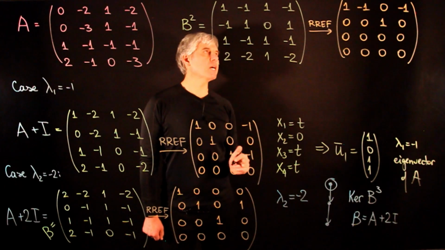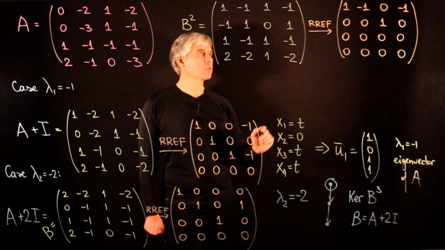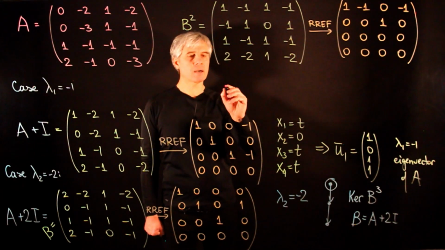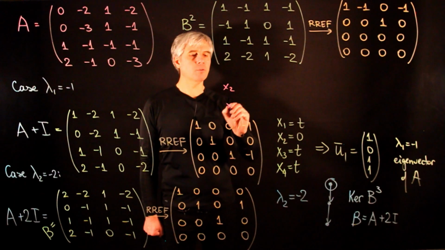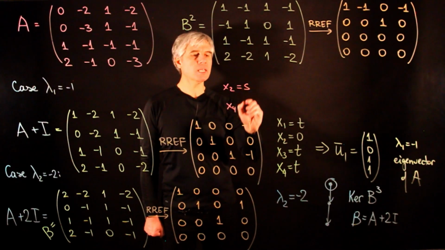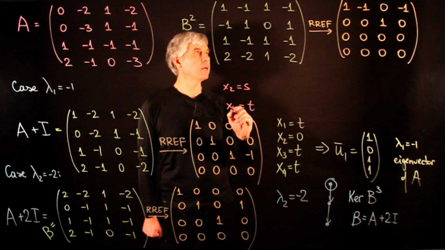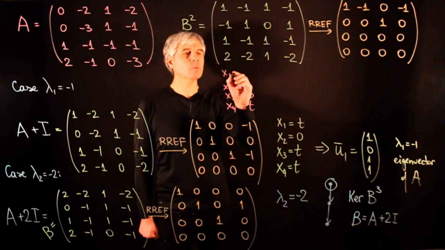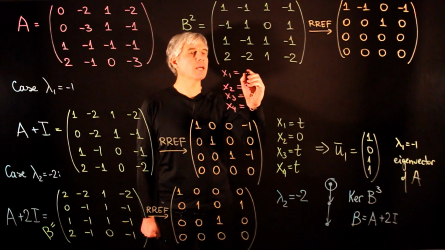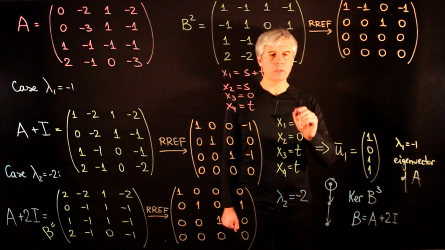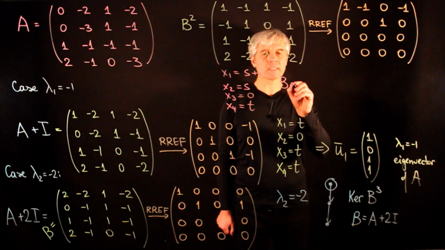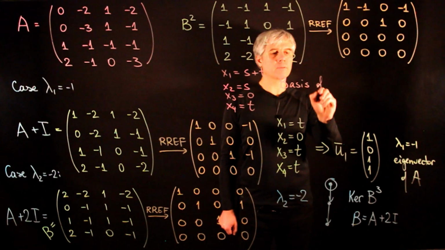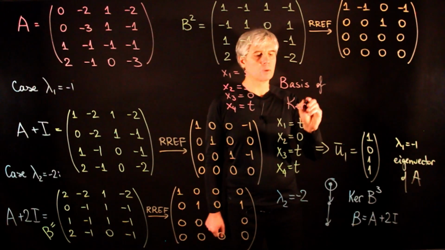Let us describe the null space of B squared. So here the free variables are x2 and x4. So we say x2 is s, x4 is t, then x3 is equal to 0, and x1 is equal to s plus t. And we get the following bases of the kernel of B squared.